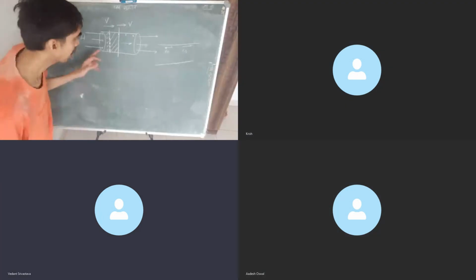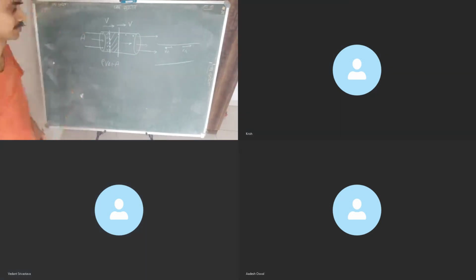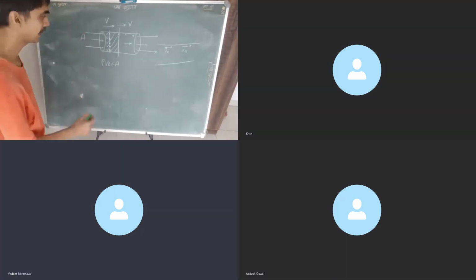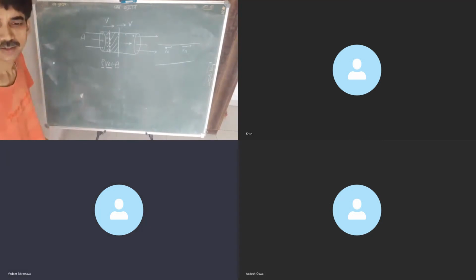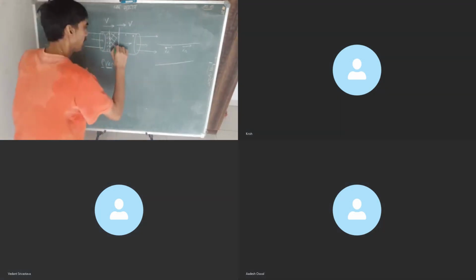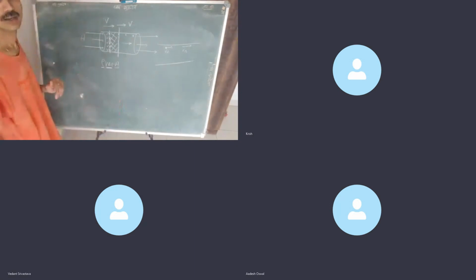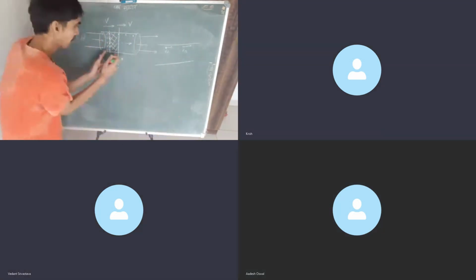What mass entered? V delta T into rho into area. Agree? Delta T is the time. Velocity is V, V into delta T is length, length multiplied with area is volume, volume multiplied with rho is mass. Is it okay? Mass entered the hashed portion; the same mass should leave, yes or not?